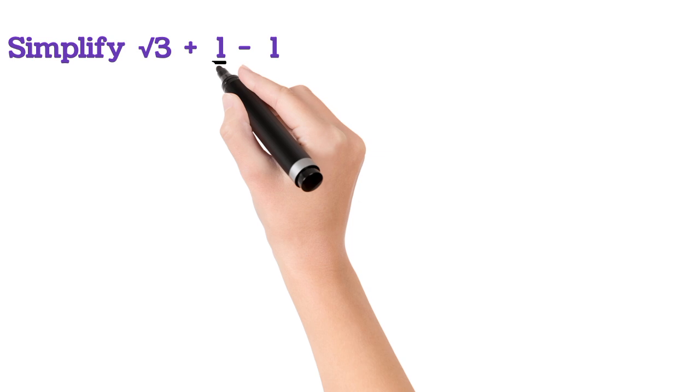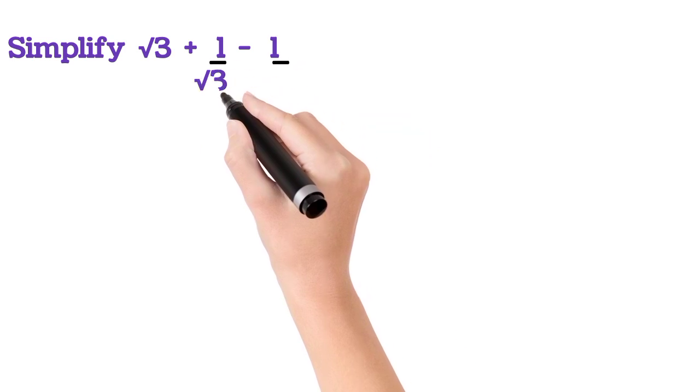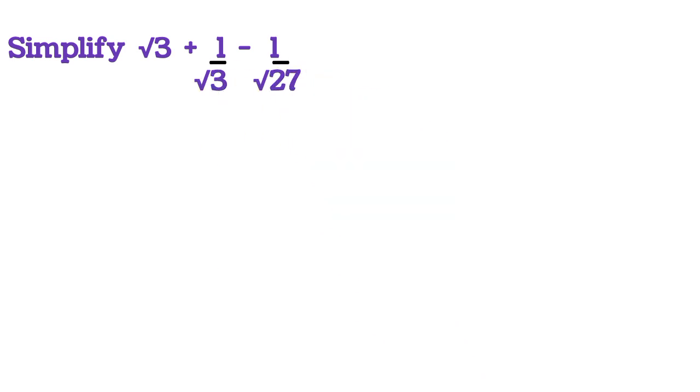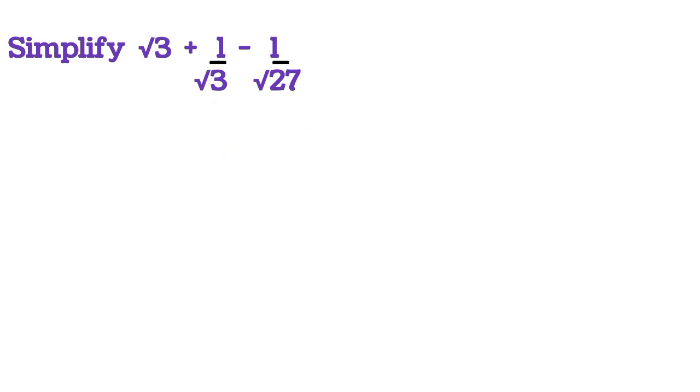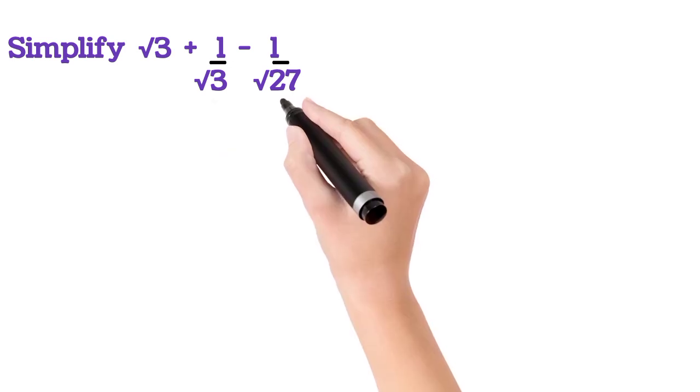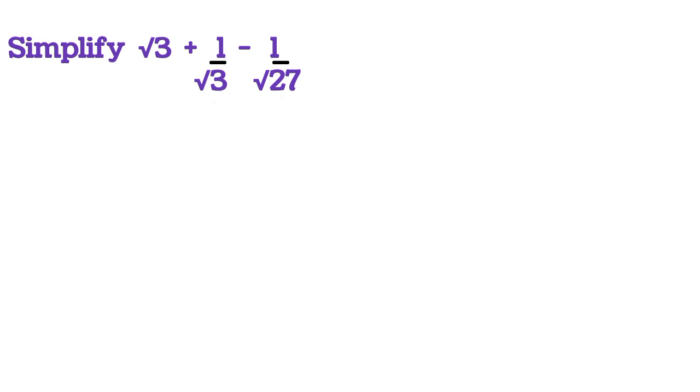The question on the screen reads: simplify the square root of 3 plus the square root of 1 over 3 minus 1 over the square root of 3. The first step to solve this question is to rationalize the denominator of 1 over the square root of 3 and 1 over the square root of 27.